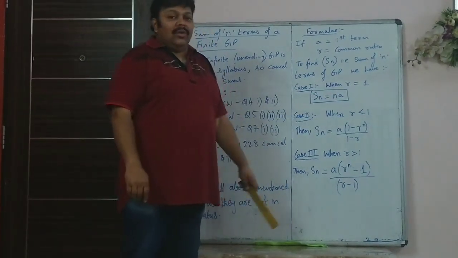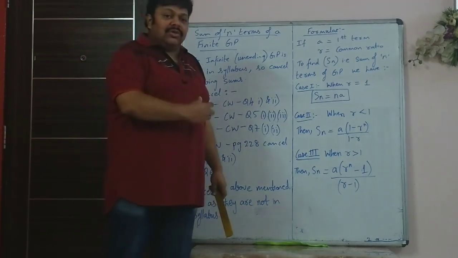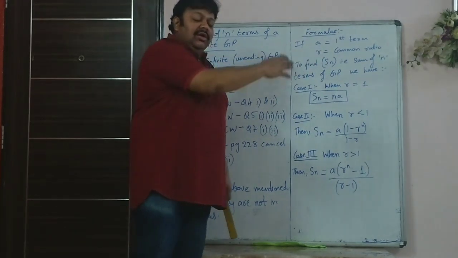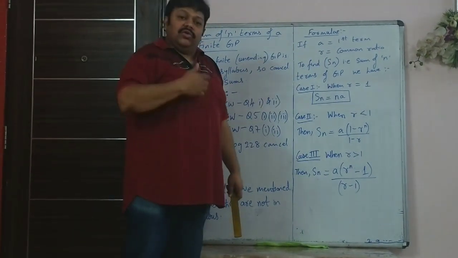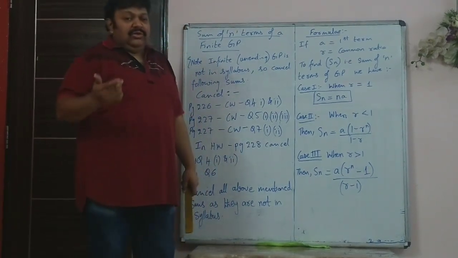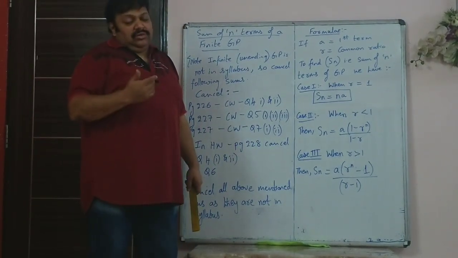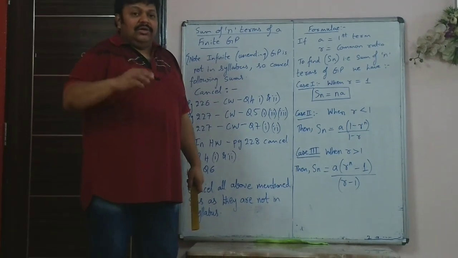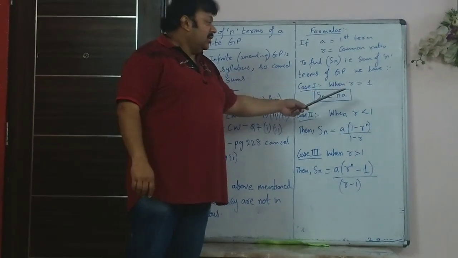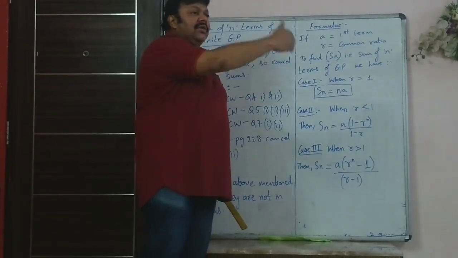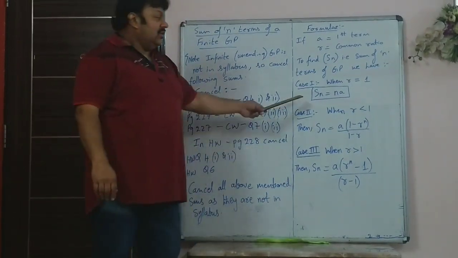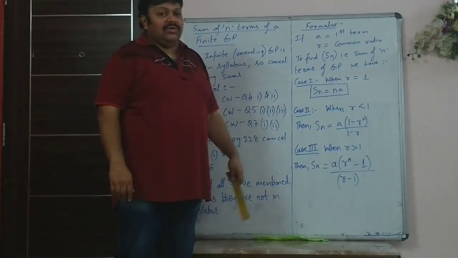If r is equal to 1, that means the first term is a, second term is a, third term is a, fourth term is a, all the terms are a itself. So that's also a GP where r is 1. You have a common ratio. Second upon first is equal to third upon second is equal to fourth upon third. They are all 1. So when r is 1, a plus a plus a, n times, is n times a.